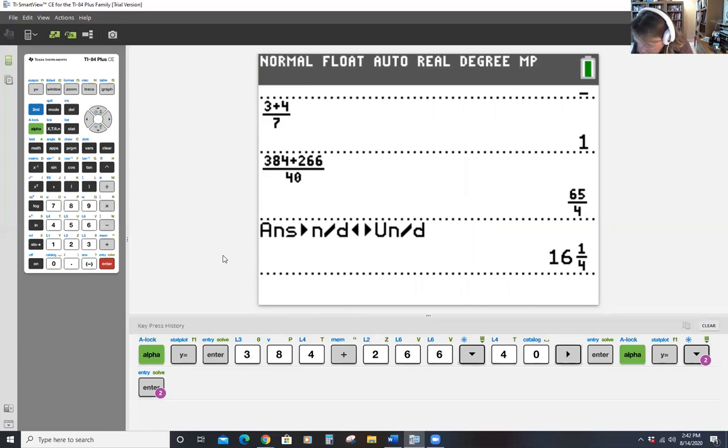Why doesn't everybody try the problem that you see on your handout? Do you see where it says 3 2/5 plus 1 1/4? I want everybody to try that one. I'll wait a minute or so while you do that. 3 2/5 plus 1 1/4. And I want you to use the F1 mode to do it.